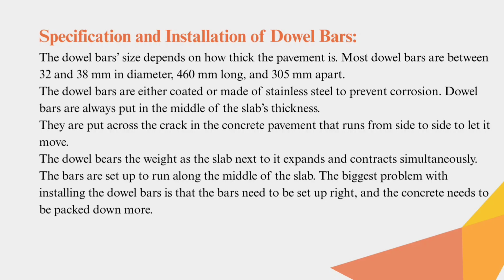Dowel bars are either coated or made of stainless steel to prevent corrosion. They are always put in the middle of the slab's thickness, and they are put across the crack in the concrete pavement that runs from side to side to let it move.